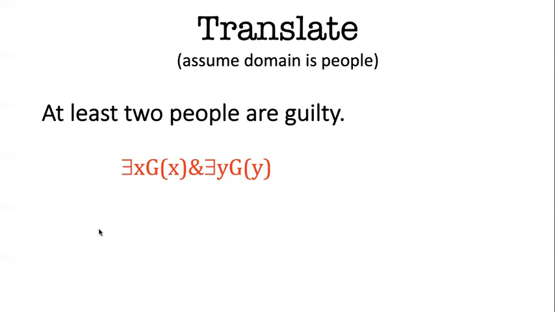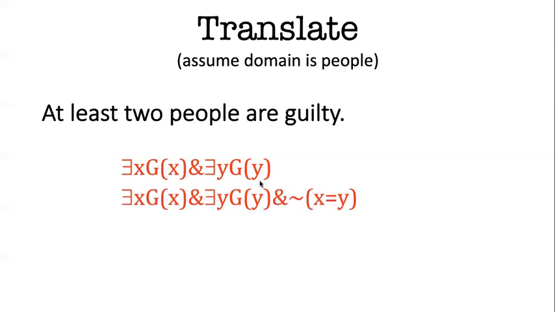So what I need is some other thing to show that this first guilty person is different than the second one. What I need is the identity predicate. So this starts to show you how it's very powerful to have the identity predicate in our language. I need to say X and Y are not the same person. Now this looks a lot better, but there's still a problem here.